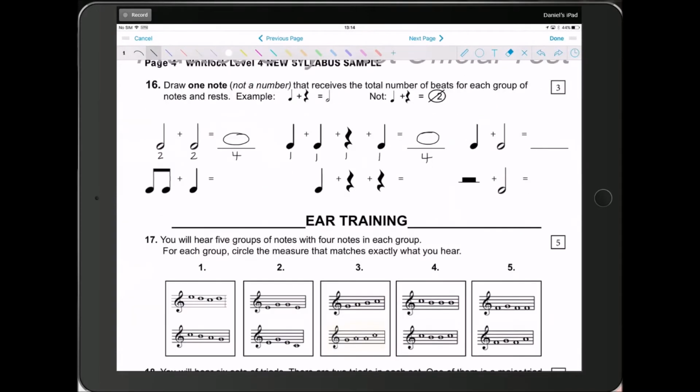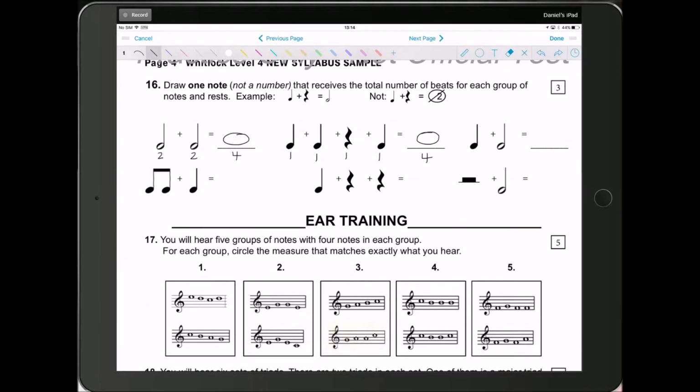Now, when you're actually taking the test, don't draw the numbers below. Draw it on a scratch piece of paper. I don't have a scratch piece of paper here on my iPad, but just draw the numbers out on a scratch piece of paper if you can't do it in your head.